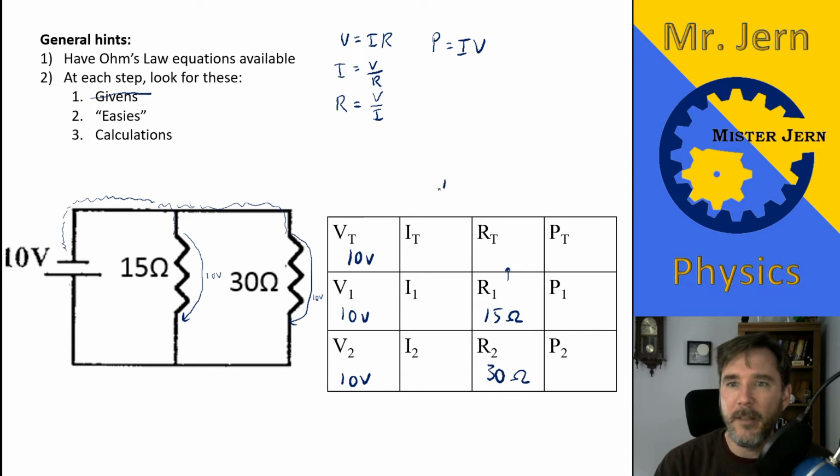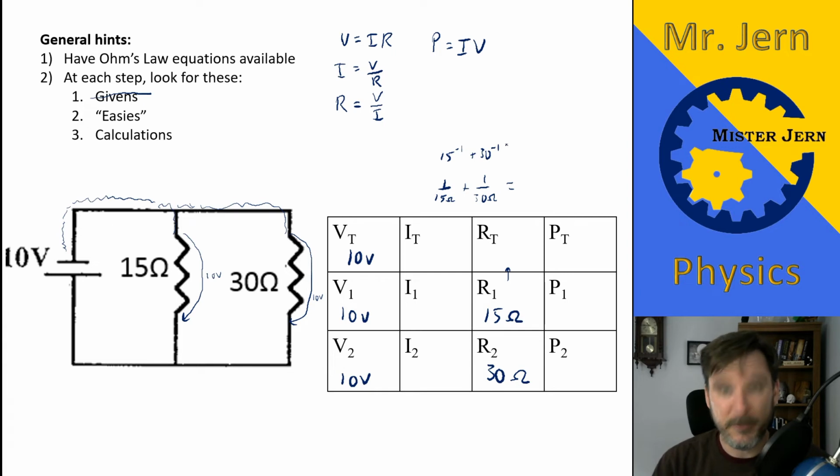So I'm going to take the inverse of 15 ohms plus the inverse of 30 ohms. Remember, we talked about this in another video. In my calculator, I'm going to put 15 to the -1 plus 30 to the -1, the inverse, just like that. And that gives me an answer of 0.1. Then you have to take the inverse of the answer. So 1 over that should give me 10. So my total resistance is 10 ohms.